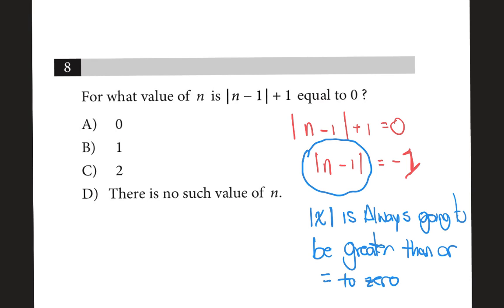Okay? Why is that important? Let's read it again. The absolute value is always going to be greater than or equal to 0. We're saying here that the absolute value of n minus 1 is negative 1. That should already be a red flag, because the absolute value can never spit out a negative number. Therefore, the answer is D. There is no such value of n. Again, this is just a fact that you kind of need to know. It will help you out greatly if you do. And if you don't, it's okay, but I wanted to show you this shortcut right away in case you didn't see that. So let's move on to the next question.